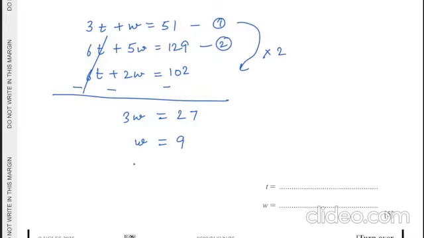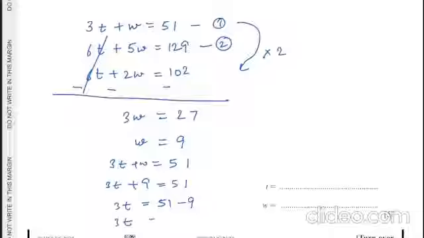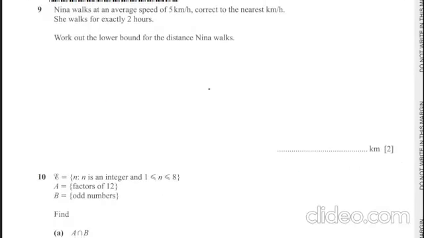Now we will resubstitute W in any one of the equations. So I am resubstituting it in the first equation. So in place of W we can write 9. So 3T is equal to 51 minus 9. So it will be 42, right? So T will be equal to 42 divided by 3, which is 3 ones are 3, 3 fours are 12, 14. T is 14 and W is 9 here. So 14 and 9 are the final answer for T and W. Let's move to the next question.